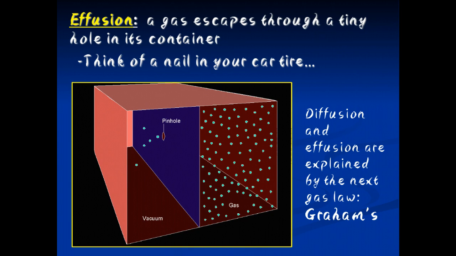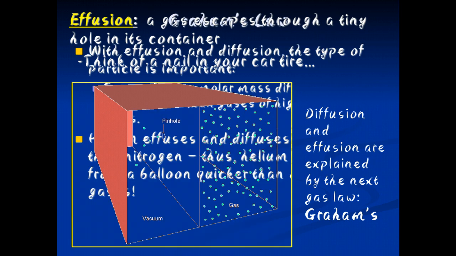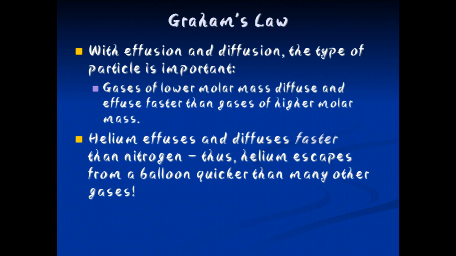Diffusion and effusion are explained by the next gas law, Graham's law. With effusion and diffusion, the type of particle is important. Gases of lower molar mass effuse and diffuse faster than gases of higher molar mass. Helium effuses and diffuses faster than nitrogen. Thus, helium escapes from a balloon quicker than many other gases.